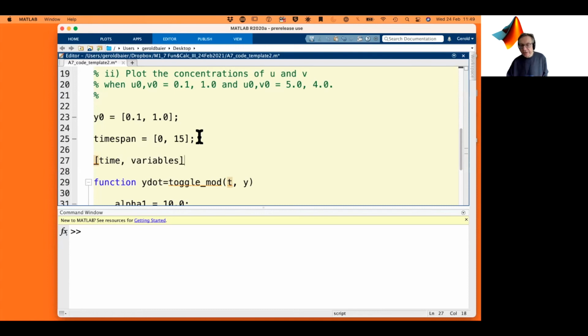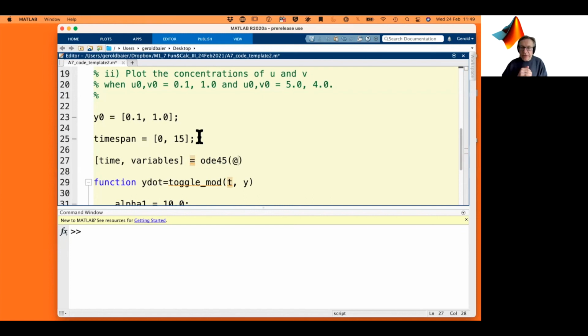So we have two things that we get out of the call of ODE. If we use that for, which one? 45, 23, okay, ODE45, we use that for simulation, and we call it, and we get out of it the time variable and all the variables in one variable called variables. So then we need to specify which model we want to have simulated.